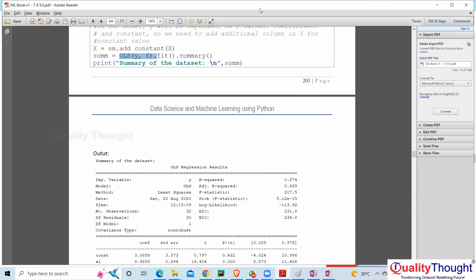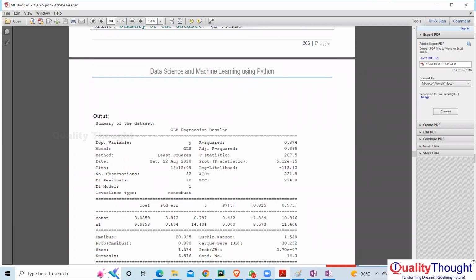So let's go one by one. Number of dependent variables.